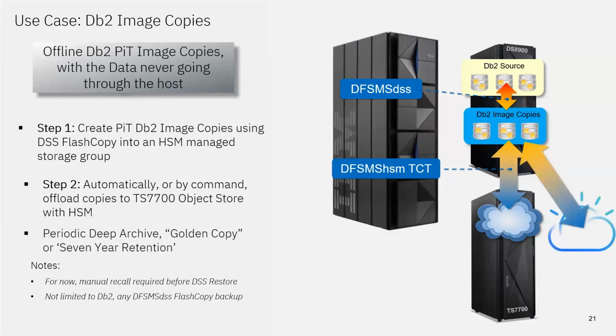Then you can also leverage multiple targets. You can go to 7700 maybe for your dailies, and maybe for your weekly, you go to your classic off-prem object store for a deep archive, a golden copy, your 7-year retention, anything like that.